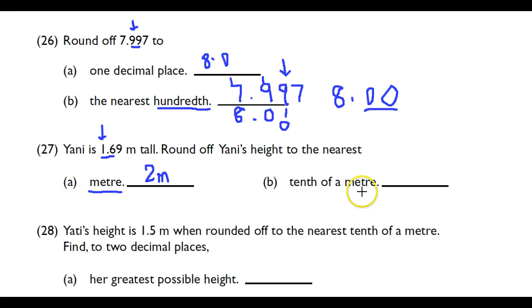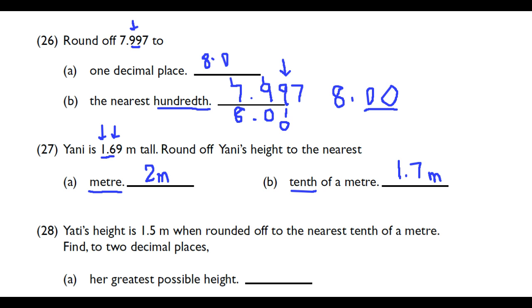Now the 10th of the meter, it means the next one is a 6 in the question. To see whether we change this 6, we look at the next number, 69. Is 69 nearer to 70 or 60? So it's nearer to 70, right? So we round up. So 1.7. Now a 10th of a meter means I got to leave only 1 decimal place. And remember, please put your unit of measurement.